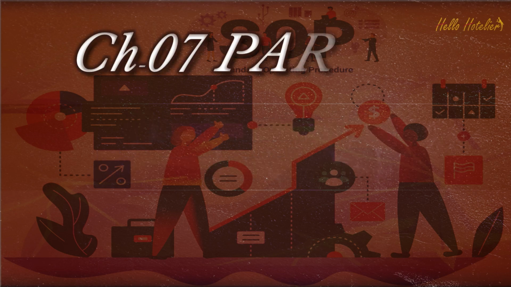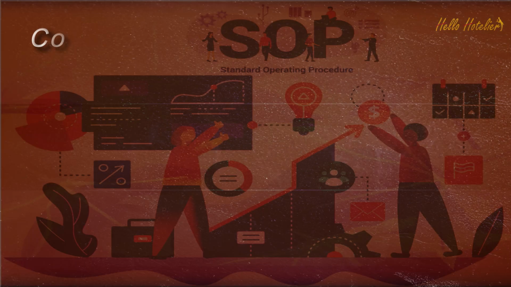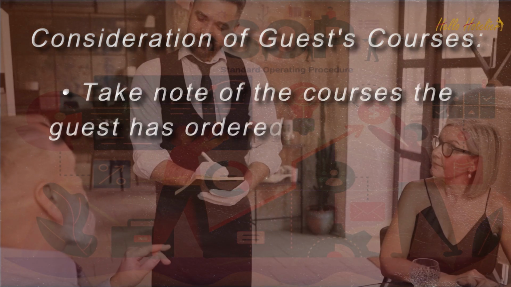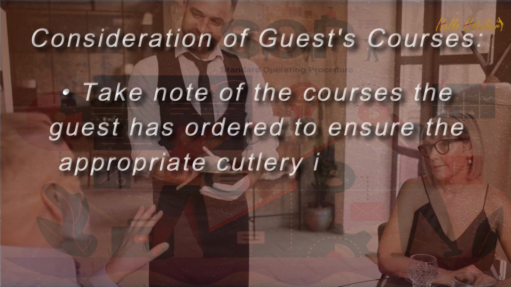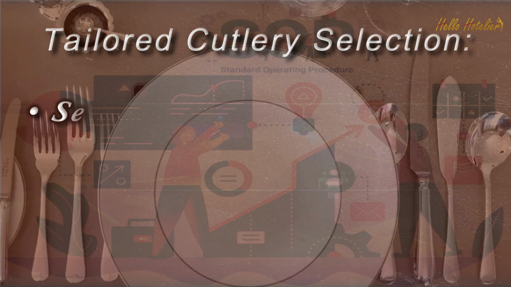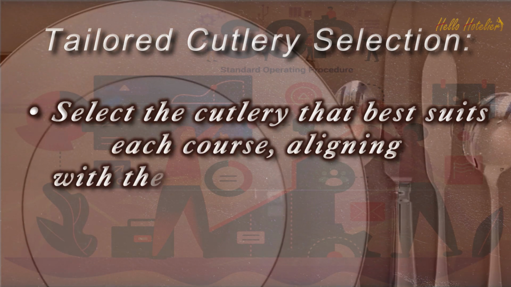Chapter 7, Part 16. How to set up cutlery for various courses. Consideration of guests' courses: take note of the courses the guest has ordered to ensure the appropriate cutlery is provided for each course. Tailored cutlery selection: select the cutlery that best suits each course, aligning with the guest's menu choices.